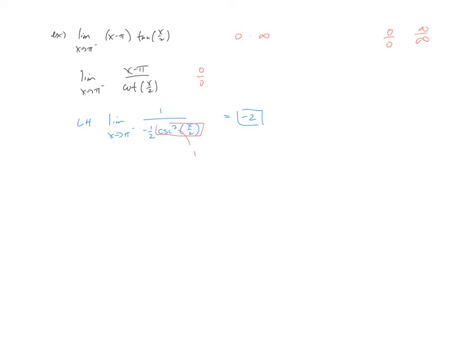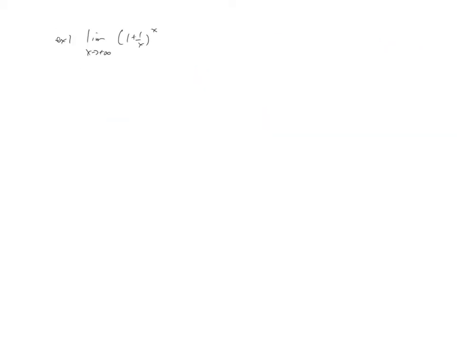So a little bit of trig and the reciprocal identity was really helpful in getting us into the correct form. From there, derivative of the numerator separately, derivative of the denominator separately, and then reevaluate, coming up with -2. Okay, so for this example, we'll start the same way.